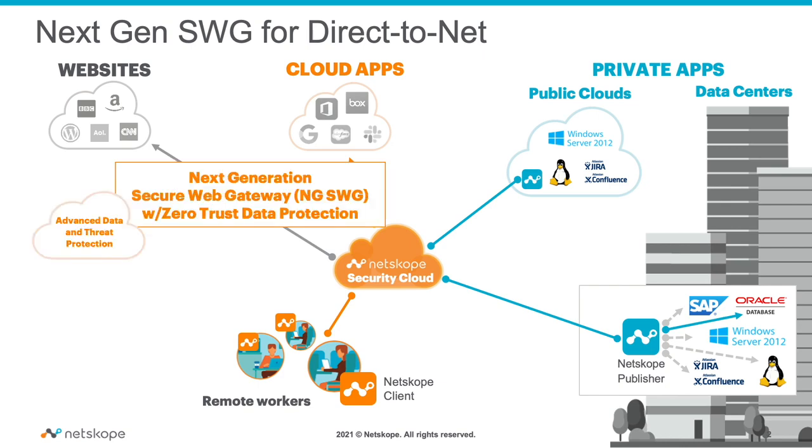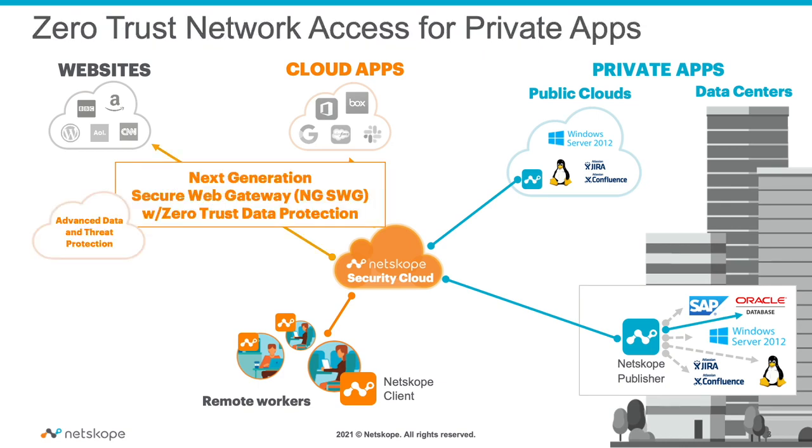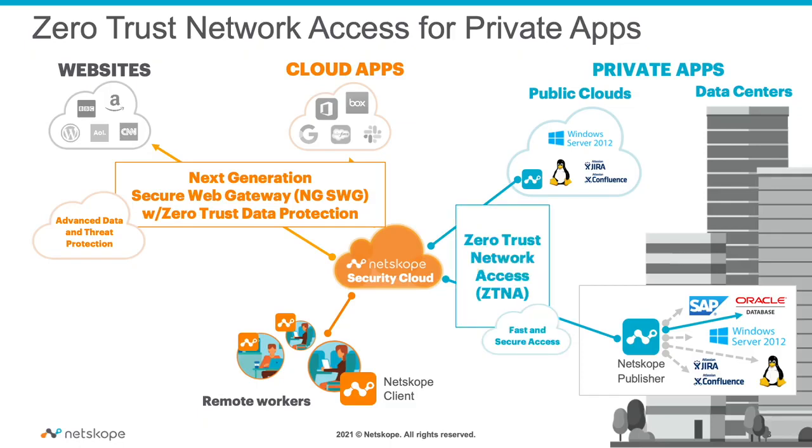For users accessing cloud apps and websites, Netskope's Next-Gen Secure Web Gateway functionality provides advanced threat protection and zero trust data protection. For users accessing internal apps that are not public-facing, Netskope's Private Access provides zero trust network access. This will be the focus of this demo.